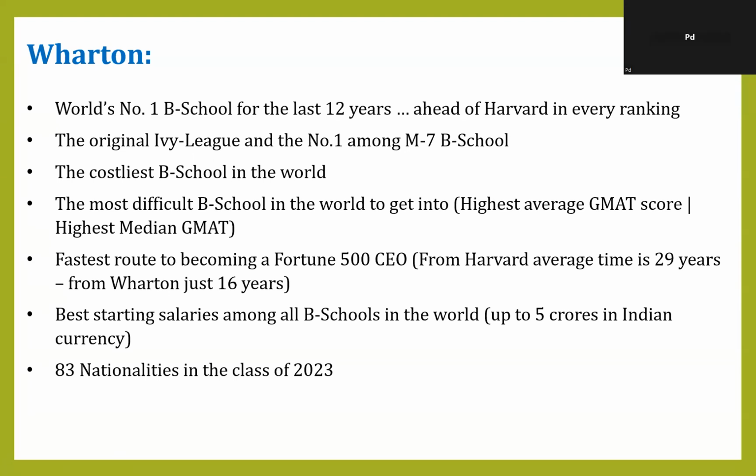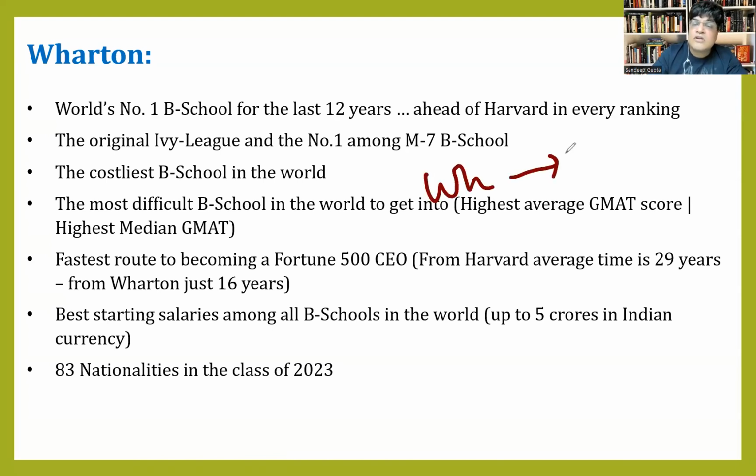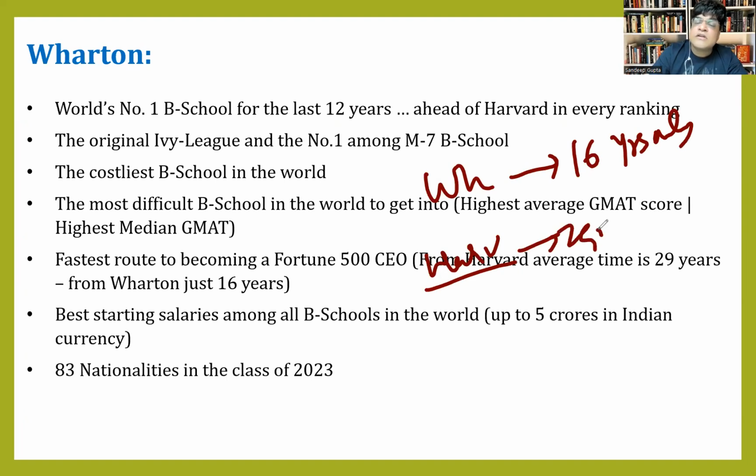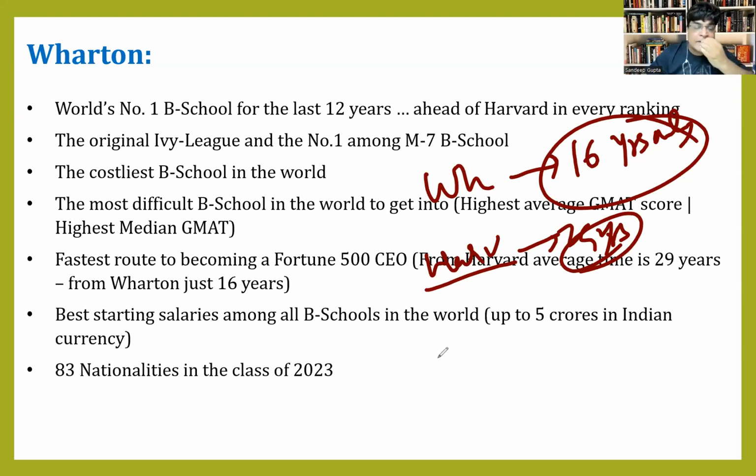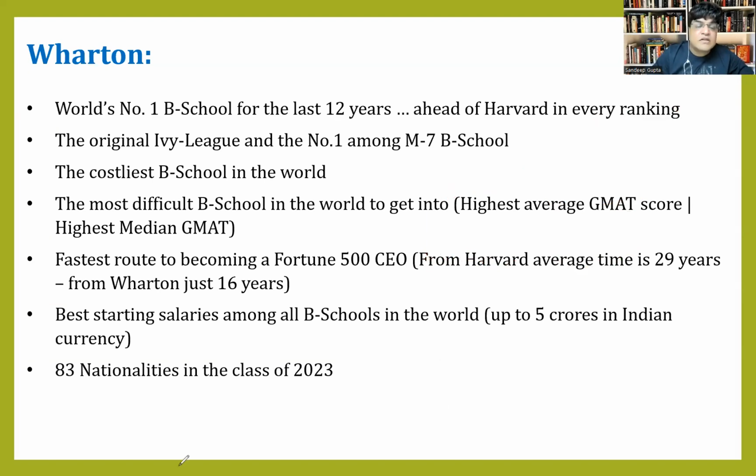If you go to Wharton, please understand, I'm just trying to explain this very clearly to you. If you go to Wharton, the average time to become CEO of a Fortune 500 company is 16 years only. If you go to Harvard, obviously Harvard is Harvard, but it takes 29 years to become CEO from Harvard. Wharton is called the world CEO factory. That is why you'll see what are Wharton and Booth, why are they ranked the number 1?